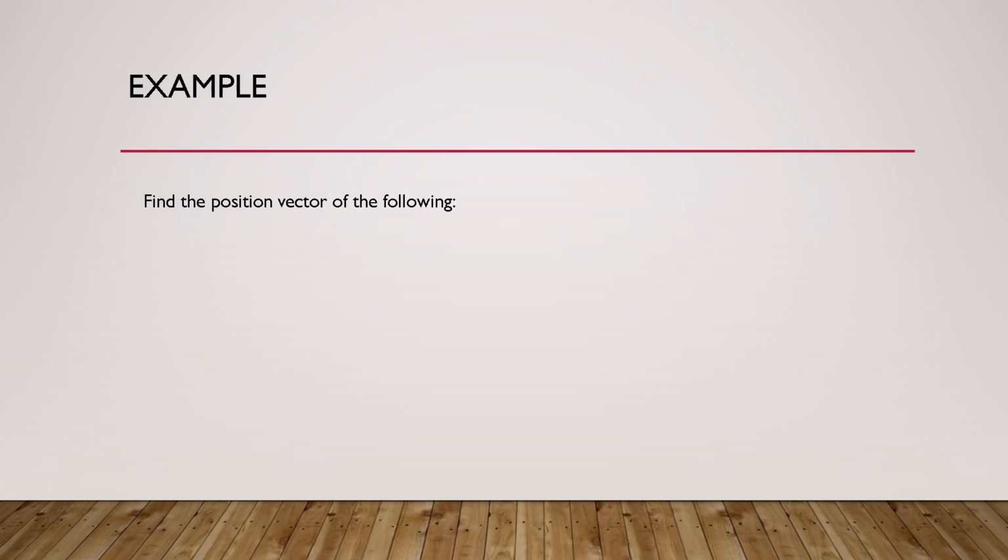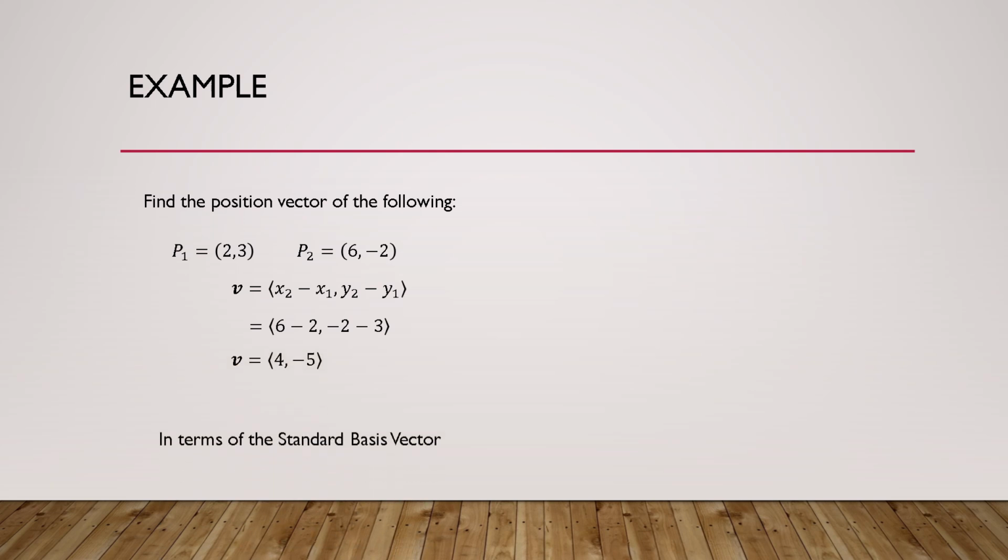For example, find the position vector for the following, with P1 at the point 2, 3, and P2 at the point 6, negative 2. v equals x2 minus x1 and y2 minus y1. We replace the values to get 6 minus 2 and negative 2 minus 3, or the vector 4, negative 5, in terms of the standard basis vector 4i minus 5j.